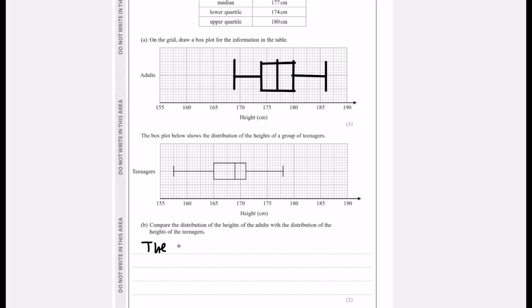So the median, so the word height would be absolutely fine for context. The median height is greater for adults. So that's 1 point. We've got the median. Now we need to compare the spread. So we can either compare the range, the biggest take away the smallest, or the interquartile range, the upper quartile take away the lower quartile. So the interquartile range is the same for both groups.